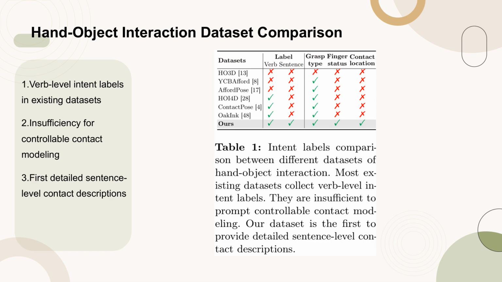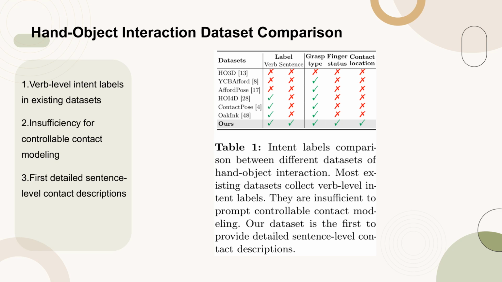Table 1 provides a comparison of intent labels across various datasets focused on hand-object interaction. It highlights that most existing datasets only collect verb-level intent labels, which are inadequate for prompting controllable contact modeling. In contrast, our dataset introduces the first detailed sentence-level contact descriptions, offering a more precise and comprehensive approach to understanding and modeling hand-object interactions.